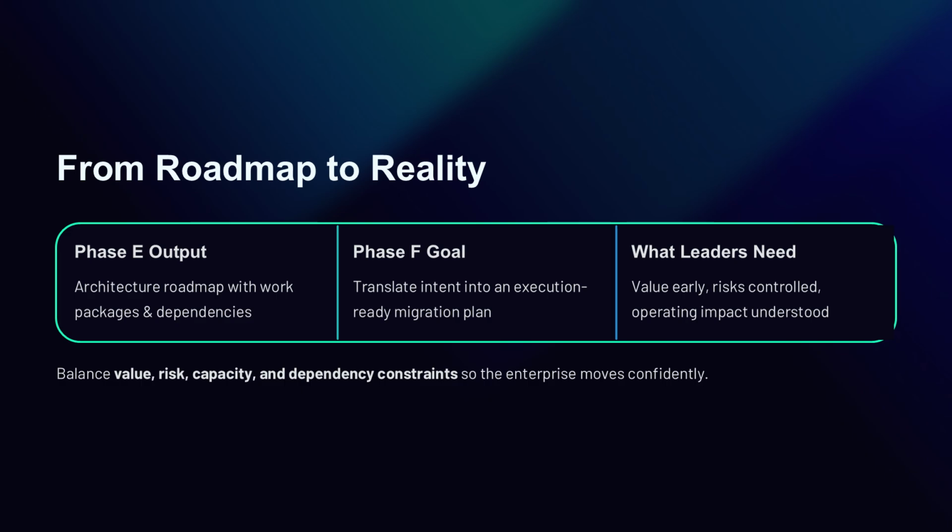Delivery leaders want to know the sequence that reduces dependency conflicts and prevents late redesign. Operations teams want to know what will change in the live environment and how stability will be protected. Your phase F outcome is a plan that balances value, risk, capacity, and dependency constraints, so the enterprise can move confidently rather than hoping everything lines up.